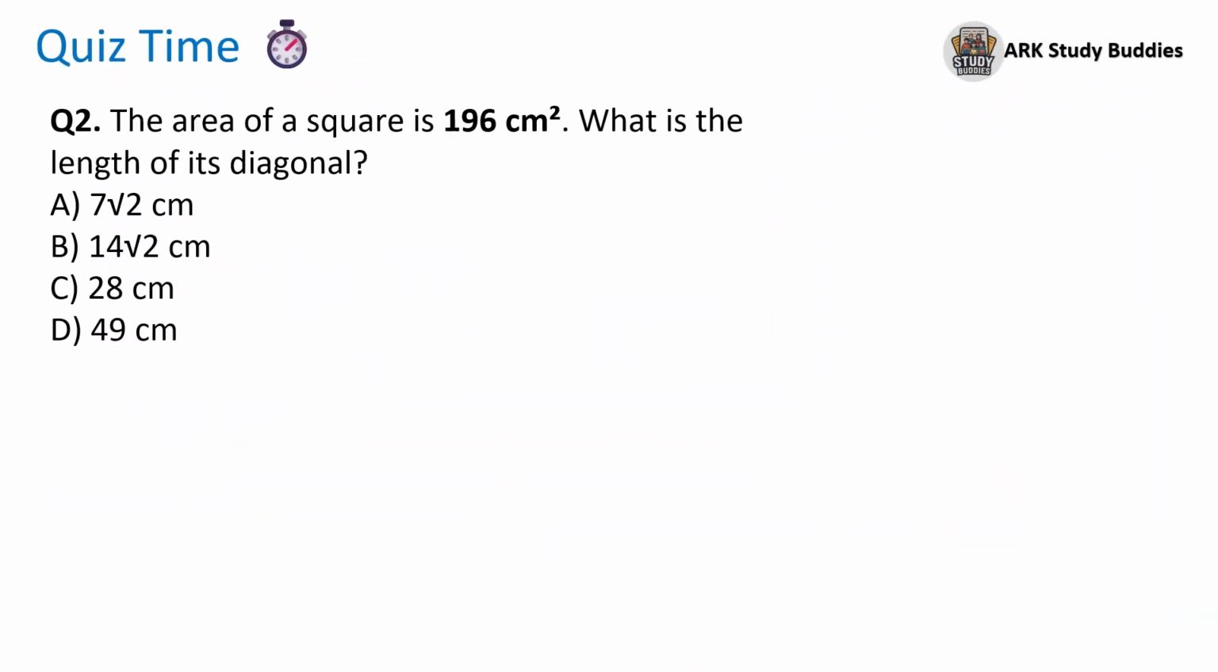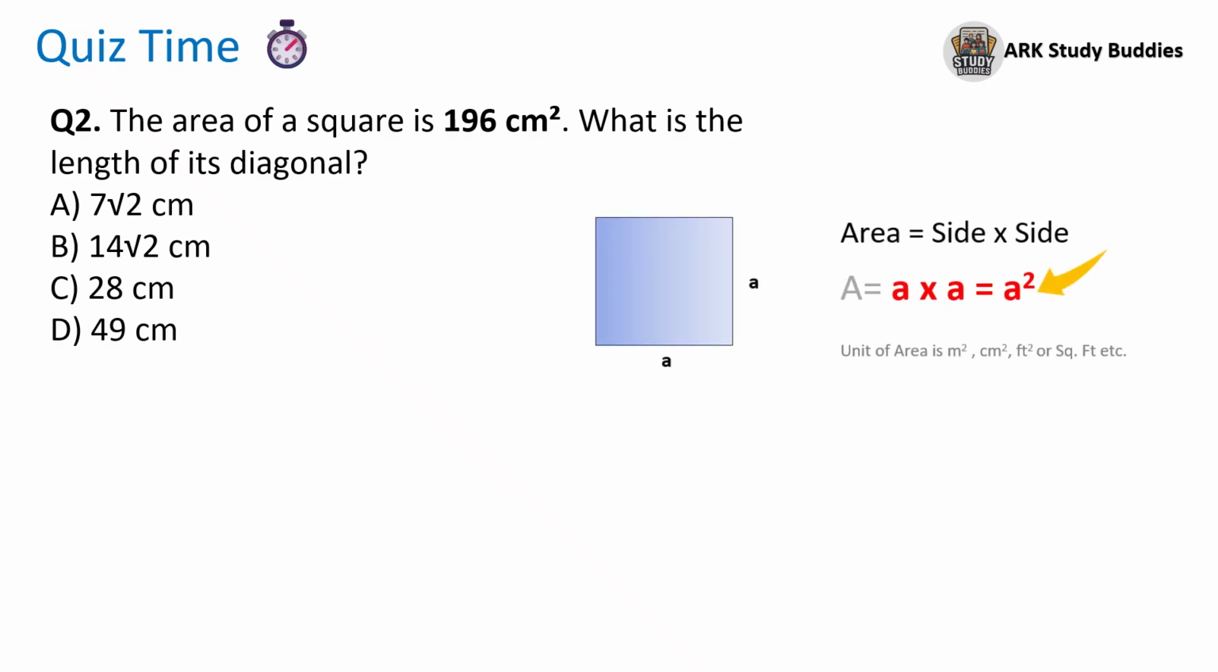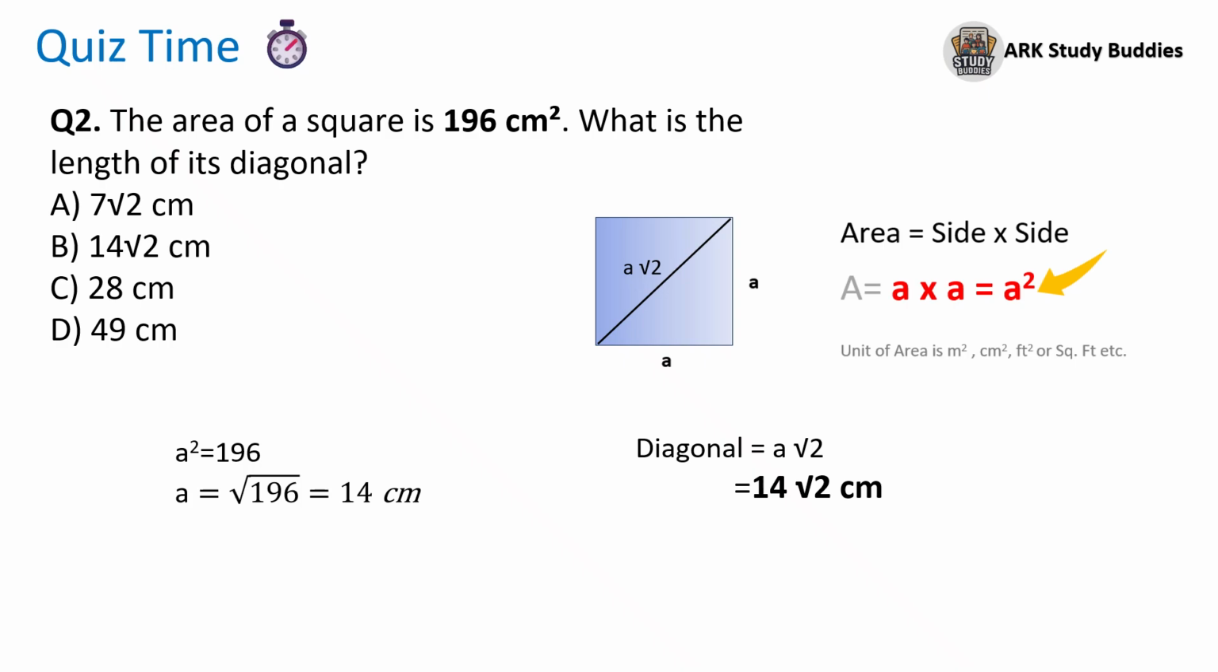Let's go to quiz number 2. The area of a square is 196 centimeter square. What is the length of its diagonal? Let's use the formula A into A is equal to A square. A square is equal to 196. Then A is equal to root over 196, which is equal to 14 centimeter. Then what is the diagonal? So diagonal is A root 2, that is equal to 14 root 2 centimeter. So answer is option B.